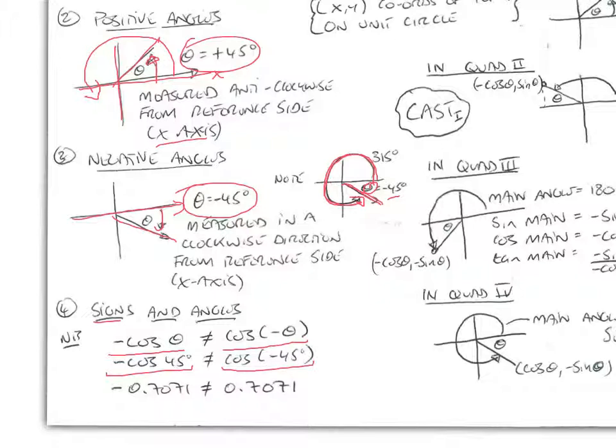And if you actually type that into your calculator, minus cos 45 degrees is minus 0.7071, whereas the cos of minus 45 degrees is equal to 0.7071. Or you could tap in the cos of 315 degrees and you'll get this as well. So just know that where the minus sign is placed is important.